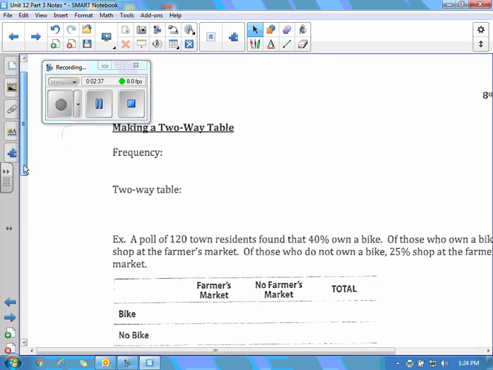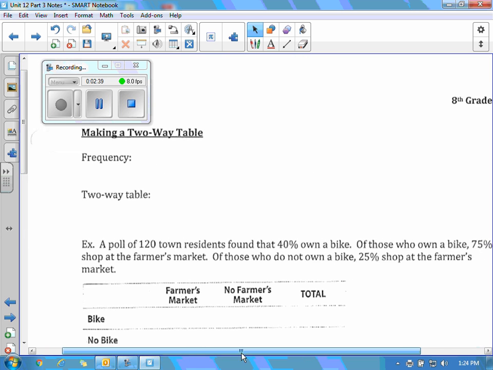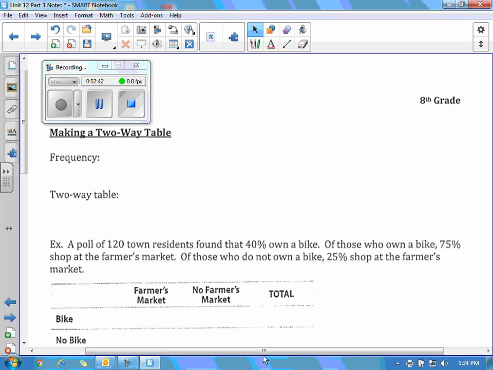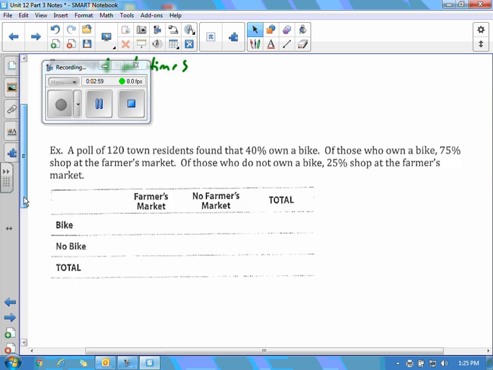Looking at the next page, we're going to talk about making a two-way table. Frequency we already talked about when we did histograms. It's just the number of times something happens. And then the two-way table shows frequency in two ways. Again, not very creative naming, but we're going to show it in two different ways. So let's look at an example.